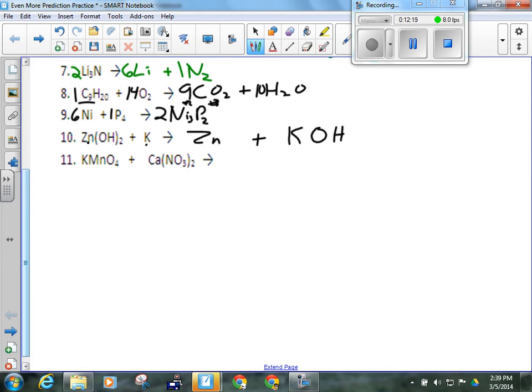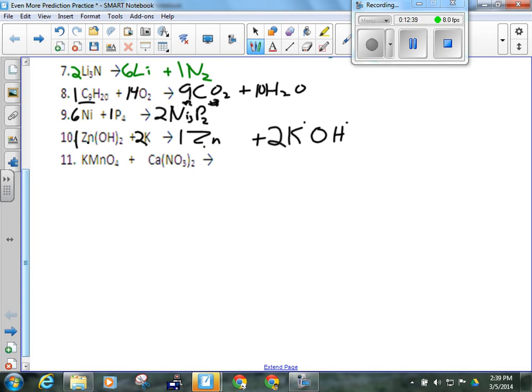Okay, zinc is not special. Potassium is a +1. This is a -1, so this is swapped and dropped correctly. Now all I have to do is make everything balance. I have 2 hydroxides on the reactant side. Now I have 2 on the product side. That gives me 2 potassium, so a 2 here will get everything balanced.